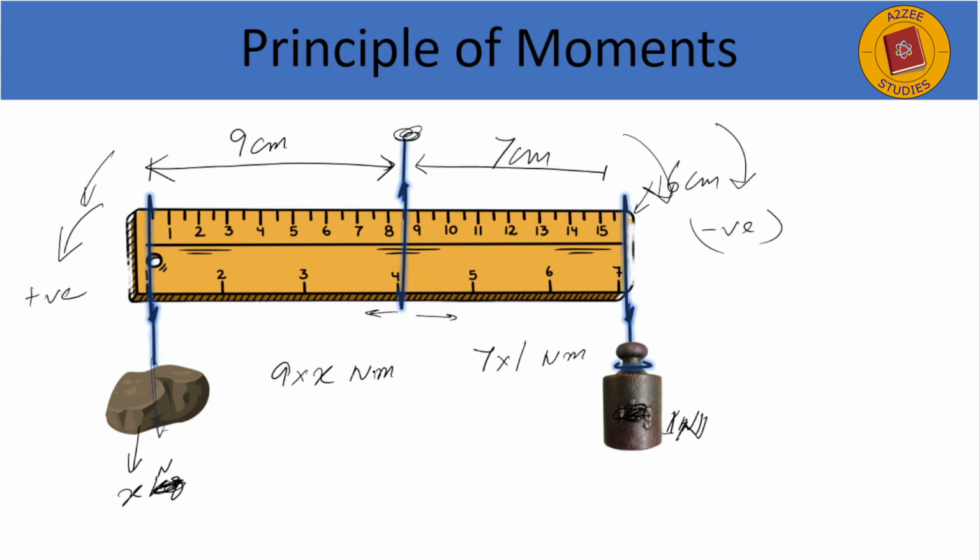Okay, so the positive moment or the anti-clockwise moment is 9x Newton meter, and the negative moment or the clockwise moment is 7 Newton meter. Now in equilibrium these should be equal, so 9x is equal to 7 Newton meter, or x is equal to 7 by 9 Newton meter. So 7 by 9, let's calculate it. What is 7 by 9?